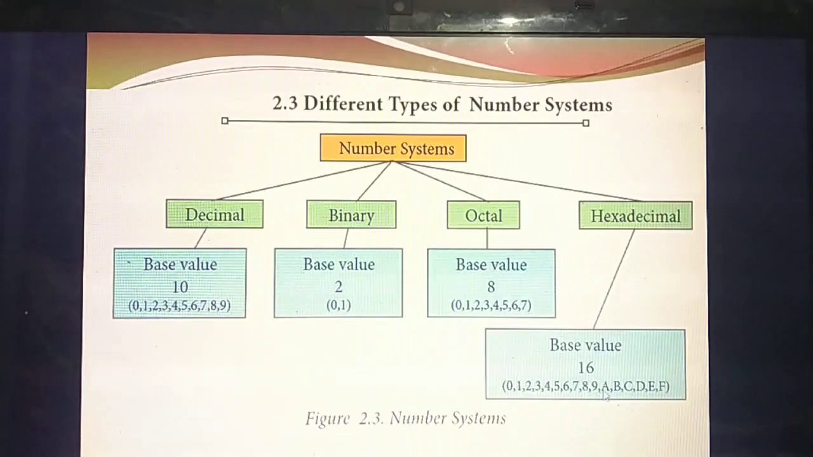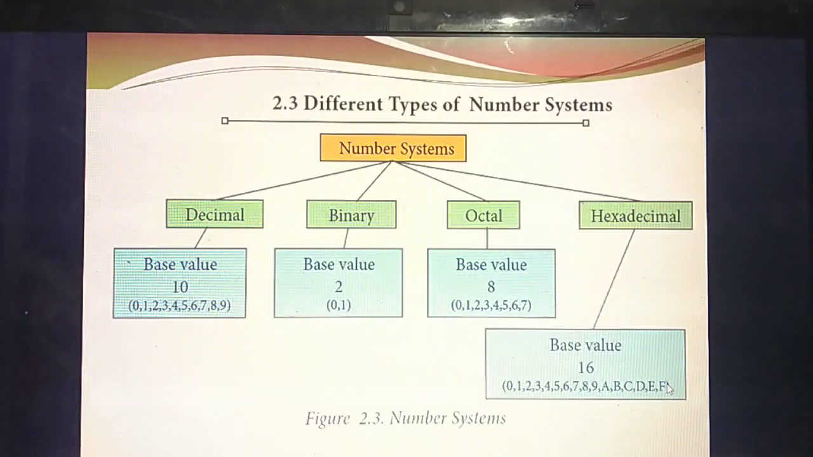That means A represents 10. B means 11. C is 12. D is 13. E is 14. F means 15. This is all very, very important. In the problems, in hexadecimal, if a number comes as 10, instead of 10 you should write A. If a number is 11, you write B. 12 means C. D means 13.